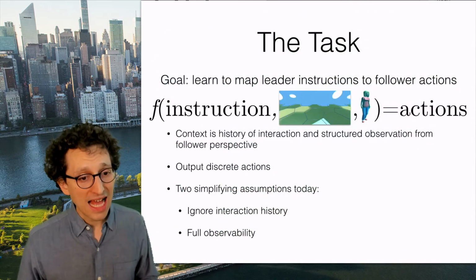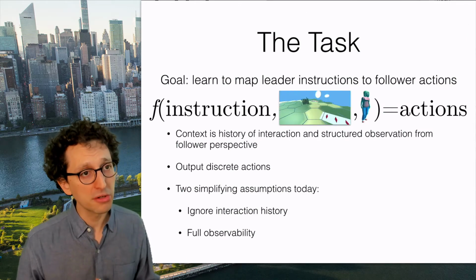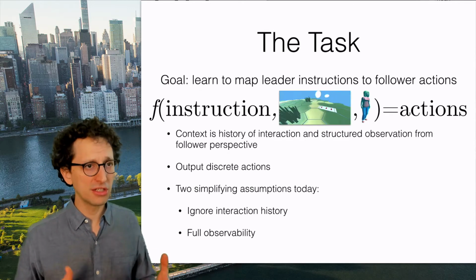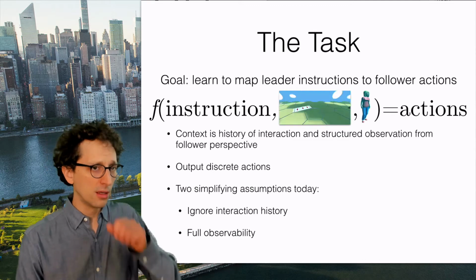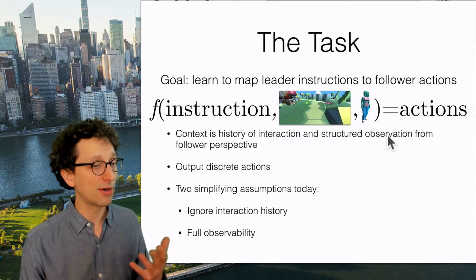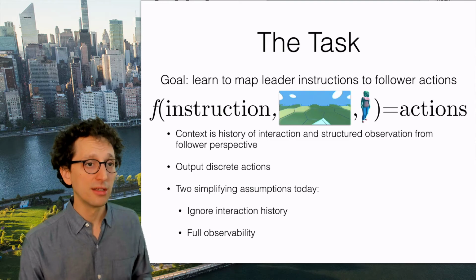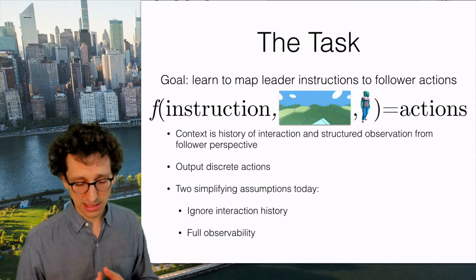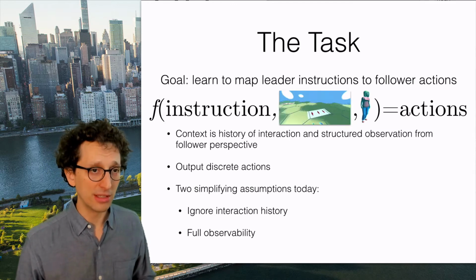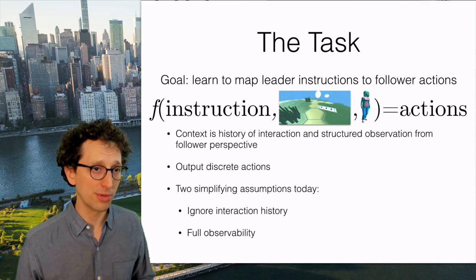There are many possible tasks to study in CerealBar, including a potential generation task, but the task that we're interested in is learning to map leader instructions to follower actions. So we want to learn a function that maps an instruction, whatever the follower observes in the environment, and whatever else happens in the environment, like leader actions, to a sequence of actions. These are discrete actions, so the follower can move forward, turn left, turn right, or indicate they completed the instruction. And the context is the history of the interaction and structural observations from the follower's perspective.